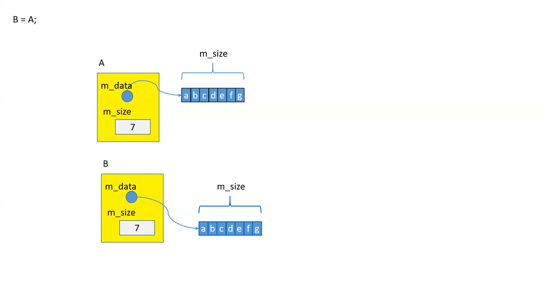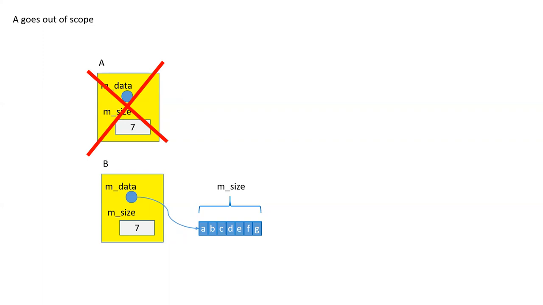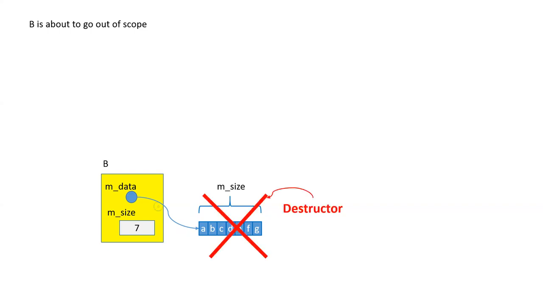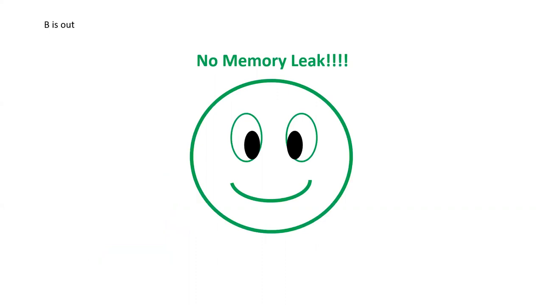We'll bring it up. Now, when A is about to go out of scope, your destructor kicks in, deletes the data for A, and then A goes out of scope and it's gone. No problem. And B, the same thing. When it wants to go out of scope, first the destructor kicks in, wipes out the memory, and B goes out of scope, and we have no memory leak. Life is beautiful. Okay? That is good copying.